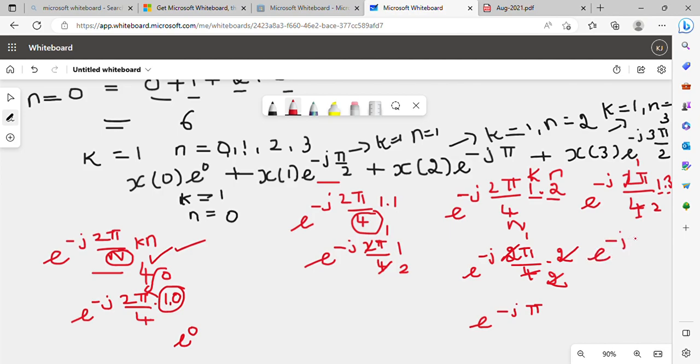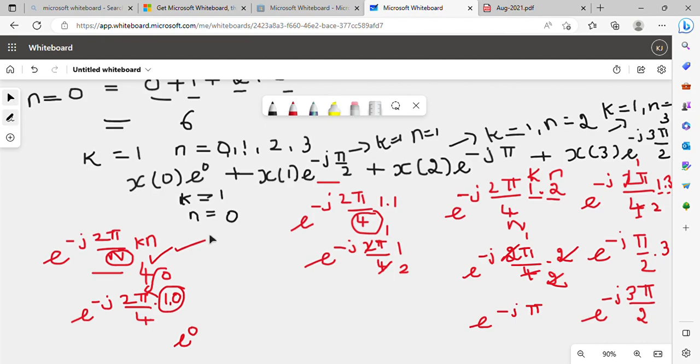So this, if I simplify, I would get e to the power of j pi by 2 into 3. Here it is 3, 1 into 3 are 3, or I can get it as e to the power of minus j 3 pi by 2, right? So minus j 3 pi by 2, you get it, right? Here you got the same. So this is my resultant.